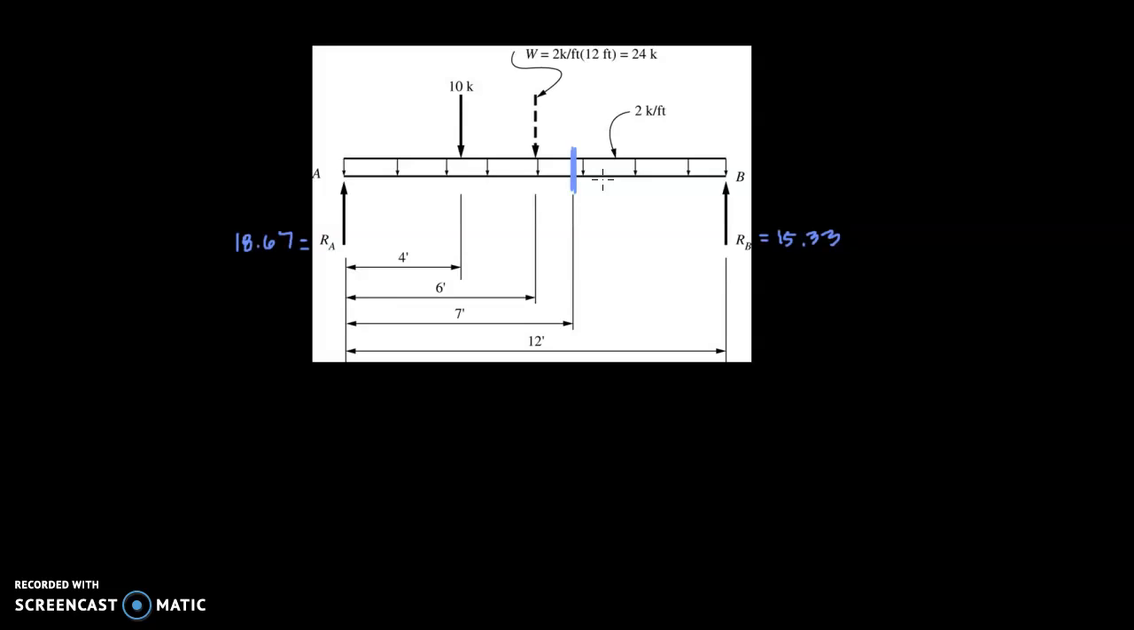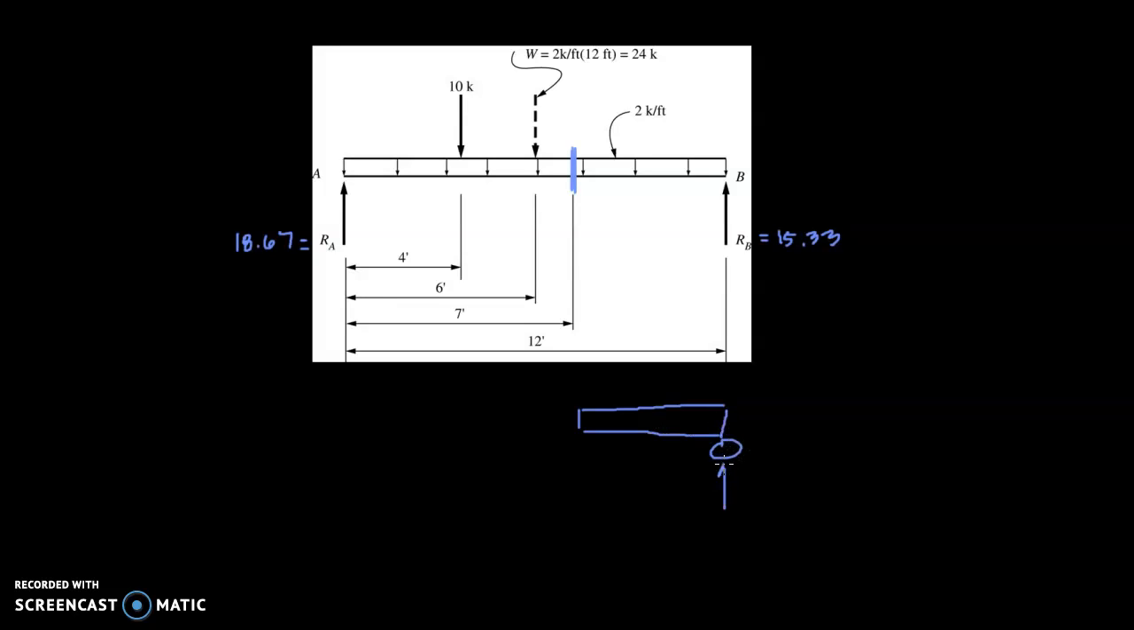So I'm going to choose to look at the right side of the beam, because on the left side we've got the applied load and the reaction force and the distributed load. Whereas on the right side, we only have the distributed load and the reaction. So there's a little less going on. So just below the beam diagram, I'll draw a free body diagram of the right side of the beam.